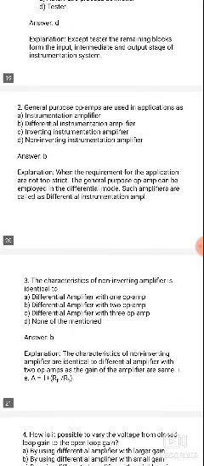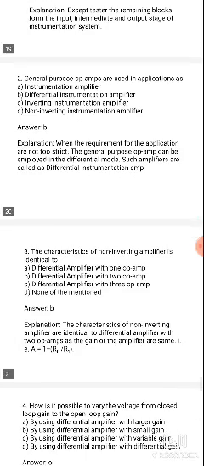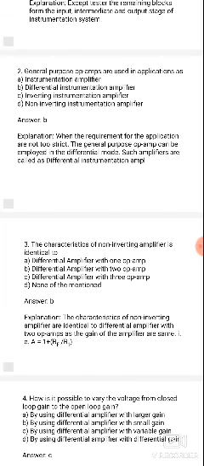Why do we choose the differential instrumentation amplifier? When the requirements for the application are not too strict, the general purpose op amp can be employed in a differential mode. The requirement is not strict, so we go for a general purpose differential amplifier. Such amplifiers are called differential instrumentation amplifiers.